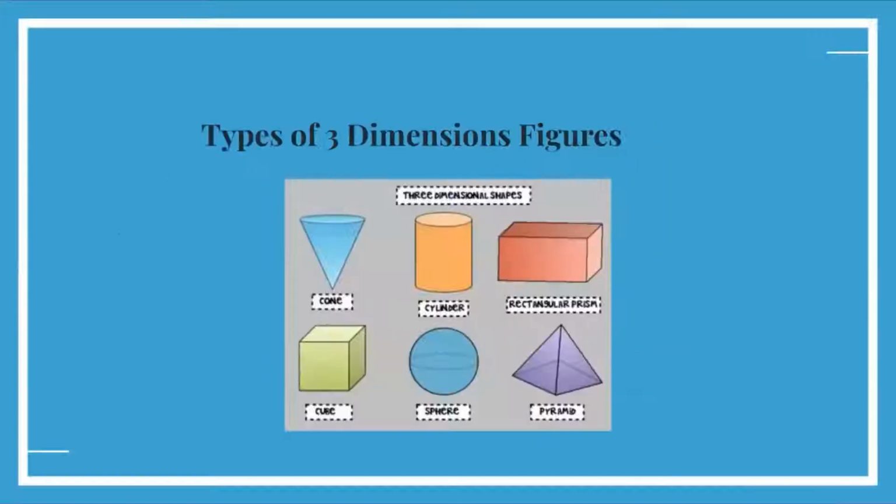Next slide, please. So these are a few types of three-dimensional figures. You have the cone, the cylinder, the rectangular prism, the cube, the sphere, and lastly, the pyramid.